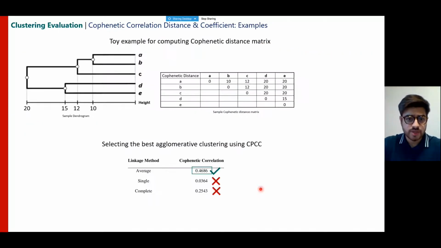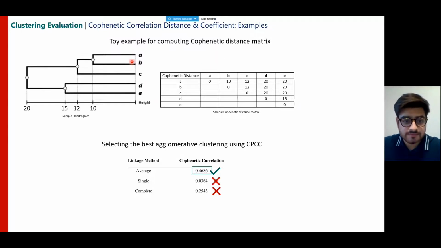Looking at a few examples, we have a toy example for computing the Copernic distance matrix from the sample dendrogram. So, for example, if we had an agglomerative clustering which had the following dendrogram, how can we get the Copernic distance matrix from it? Now, a dendrogram is something that tells us at what stage two points are merged together. Looking at this, we see that points AB are the first to get clubbed as a cluster, and then they are clubbed to point C. So how do we fill this table right here, which is the Copernic distance matrix?